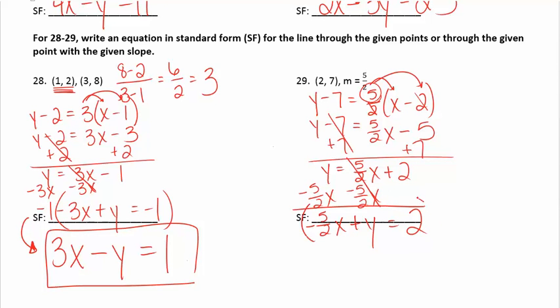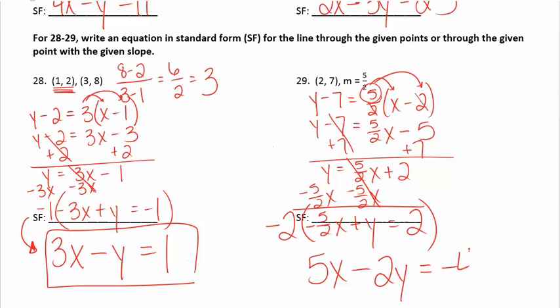Now again, I can't have a negative and I can't have a fraction. So to get rid of the negative, I multiply by a negative. To get rid of the fraction, I multiply by a 2. So that is 5x minus 2y equals negative 4. And that's your final answer for number 29.